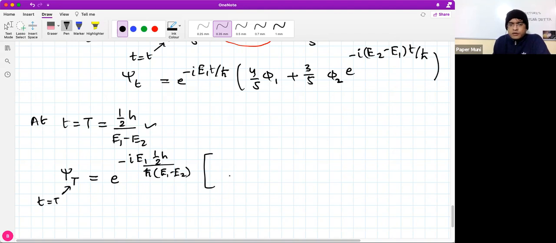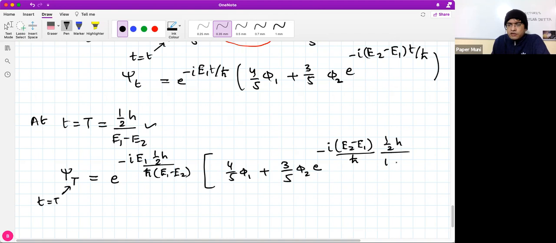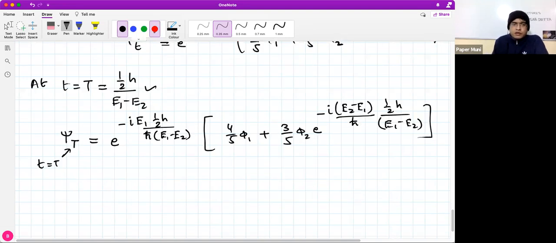Now the next one is 4 by 5 phi 1 plus 3 by 5 phi 2. In this case we just substitute whatever we have been given for t. So e2 minus e1, and now there's the h cross below, and in this case we have half h by e1 minus e2. If you solve this, everything is in power to the exponential, so don't get confused with the notation of the powers. Now just solve this.